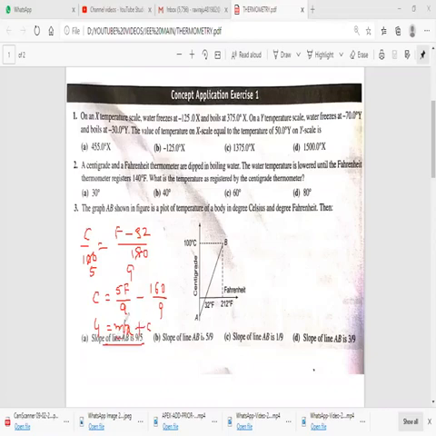And what is the slope value of the given graph? That is equal to 5 by 9. Slope of the graph AB is equal to 5 by 9. So the second option is the answer.